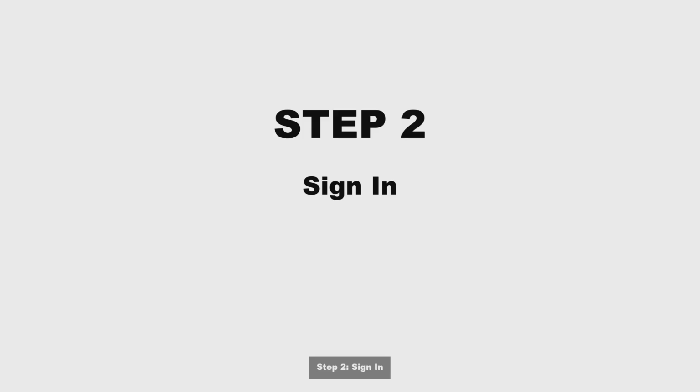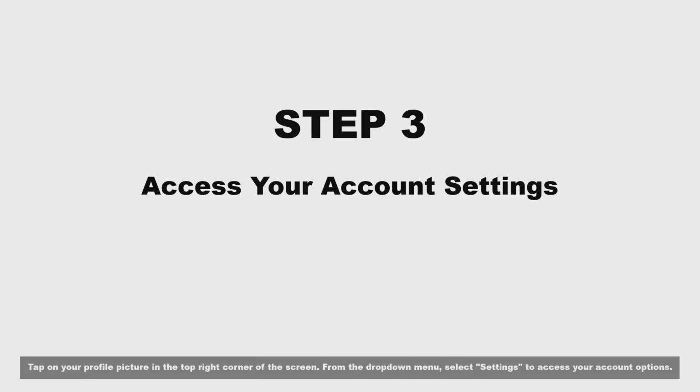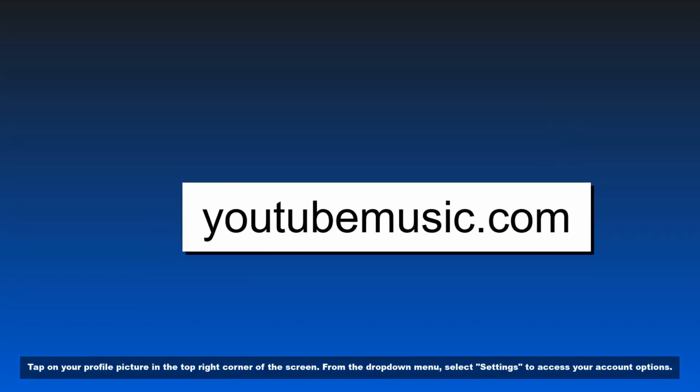Step 2. Sign in. Make sure you are signed into the account that has the active free trial. If not, log in with your credentials. Step 3. Access your account settings. Tap on your profile picture in the top right corner of the screen. From the drop-down menu, select Settings to access your account options.